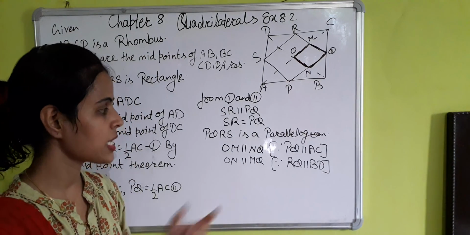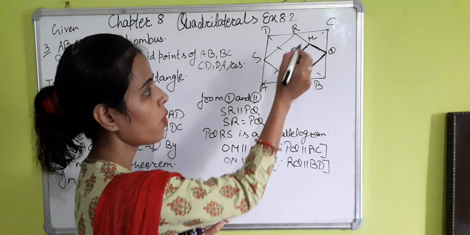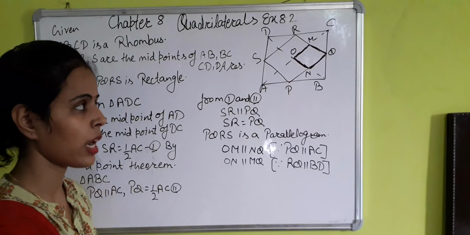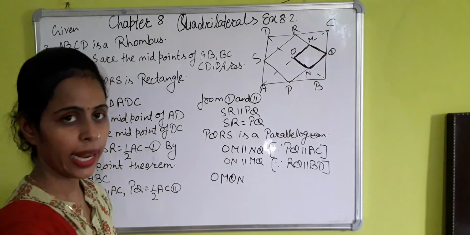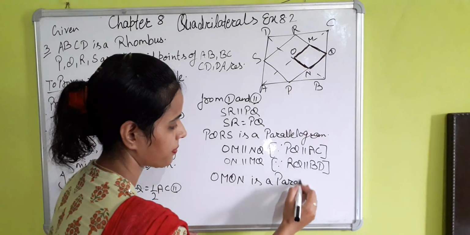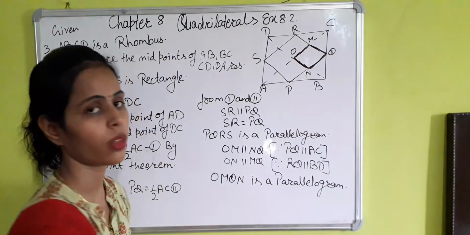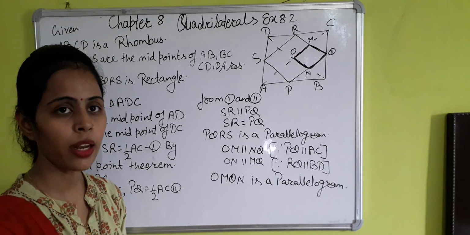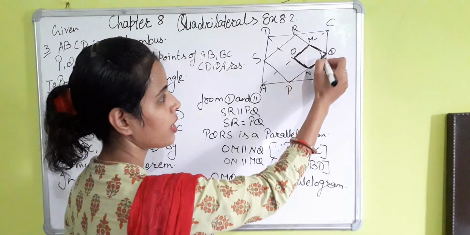If opposite sides are parallel, then we can say that this OMQN is also a parallelogram. In a parallelogram, opposite angles are equal. If this is a parallelogram, then opposite angles are equal.